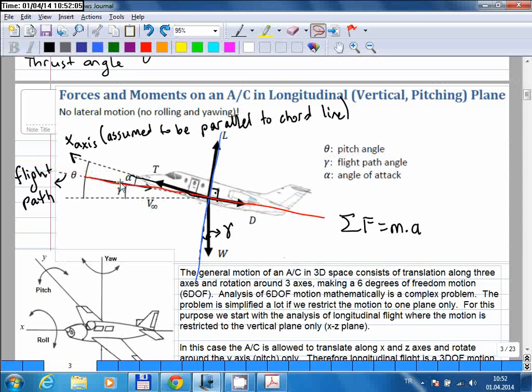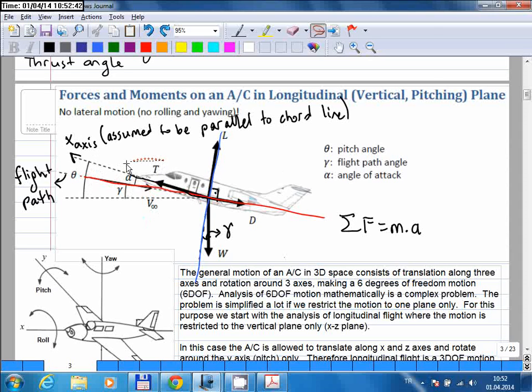And if it is flying with an angle of attack, then the angle of attack will be the angle between the chord line of the wing and the velocity vector. The velocity vector will be parallel to the flight path, right? Since the aircraft is moving along this line, its velocity vector will be parallel to that. So the V infinity vector is actually in the same direction as the flight path. So in this case, the angle of attack becomes this angle here, alpha.